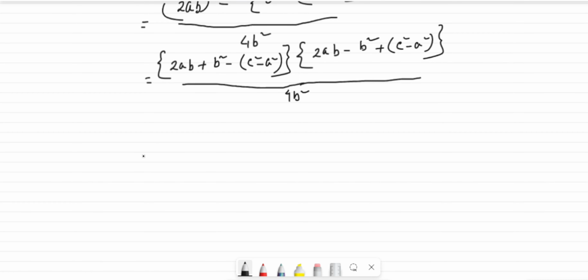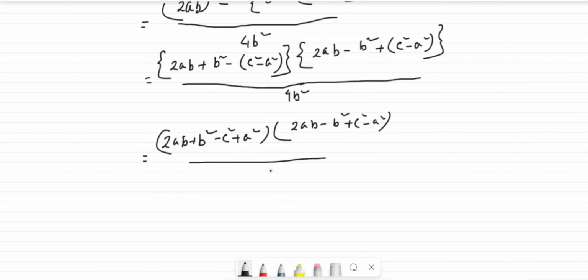Again, so see the 2ab plus b square, okay? So 2ab plus b square minus c square plus a square, right? And this one would be 2ab minus b square plus c square minus a square, whole divided by 4b square.